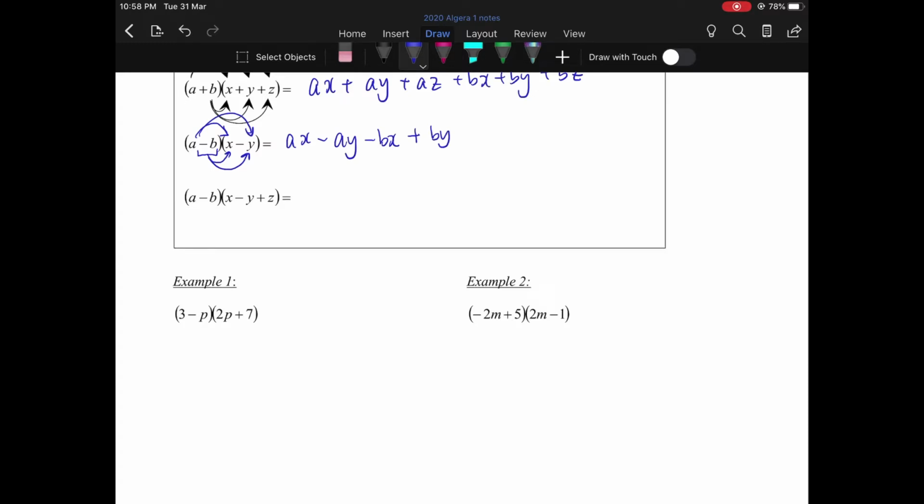Let's check. We will get ax minus ay plus az. Then we distribute negative b to get negative bx. Negative b multiplied by negative y, we get plus by. Then we take negative b multiplied by z, we get negative bz.